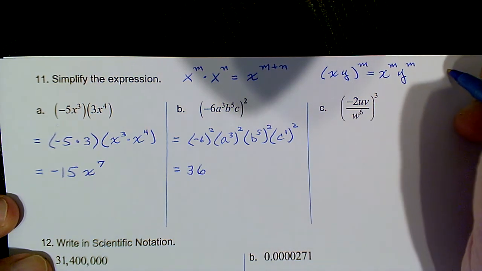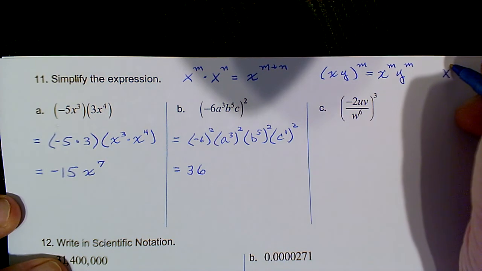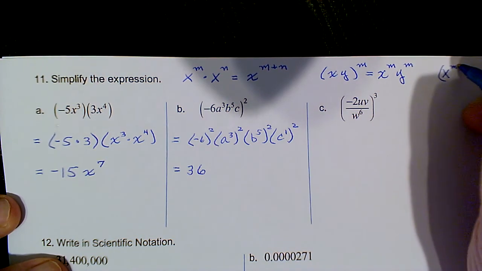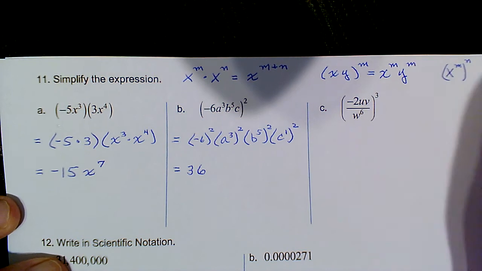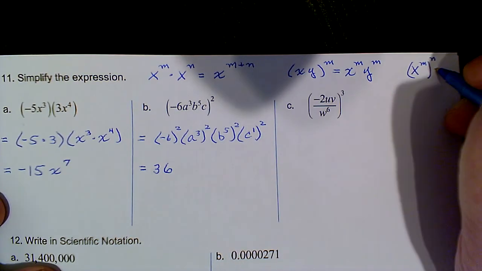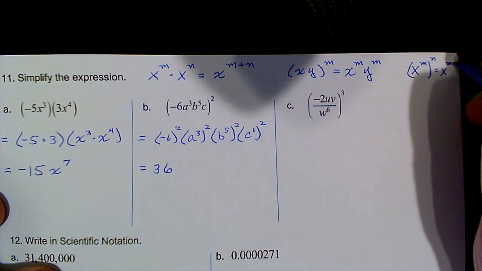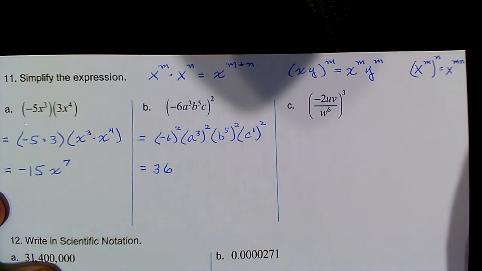And then the rule we're using here is the power rule. If we have x to the m raised to the n, so if we take a power and raise it to a power, we keep the base and we multiply the exponents. So x to the m times n.